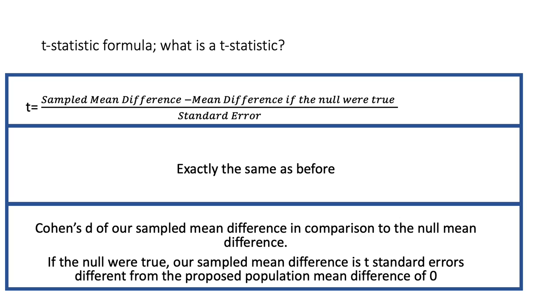And standard error is the standard deviation of that distribution of all possible mean differences if the null were true. So if the null were true, our sampled mean difference is t standard errors different from the proposed population mean difference of 0. So that's the basic idea. That's the basic formula of a t calculation. It's very similar to a Cohen's d, but it's a little different. I'm going to get into those differences in the next couple of slides.